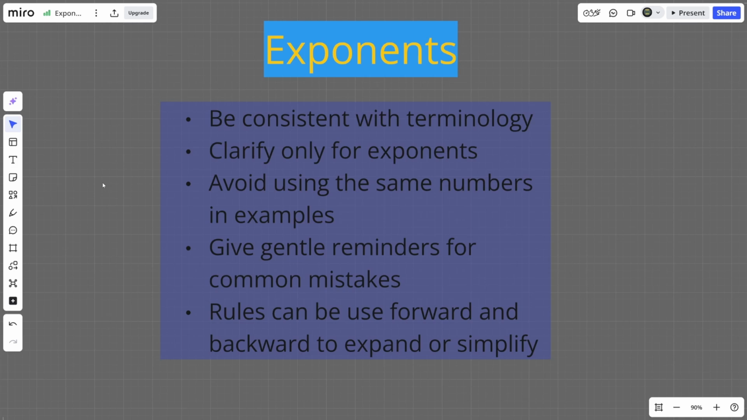Give gentle reminders for common mistakes. Try to have a list of phrases, quick, to the point, snappy catchphrases that will tell students, that's the error that you're looking for. That's a very difficult one to give advice for, because students can make all sorts of mistakes. But be very gentle with saying that, okay, well, let's think about it this way, or let's look over this stuff. And then, we went over this one in one of the previous slides. Rules can be used forward and backward to expand or simplify. Very, very handy when dealing with more complex problems.